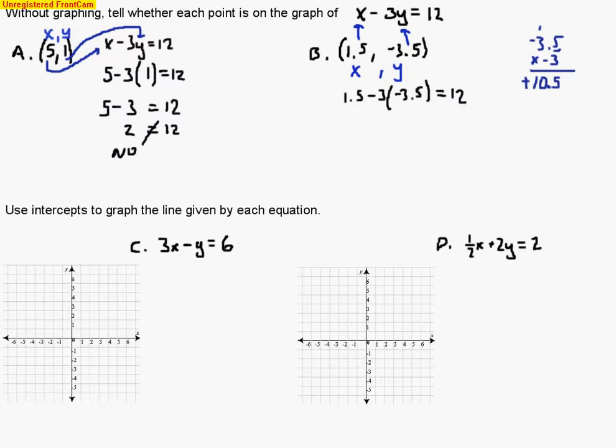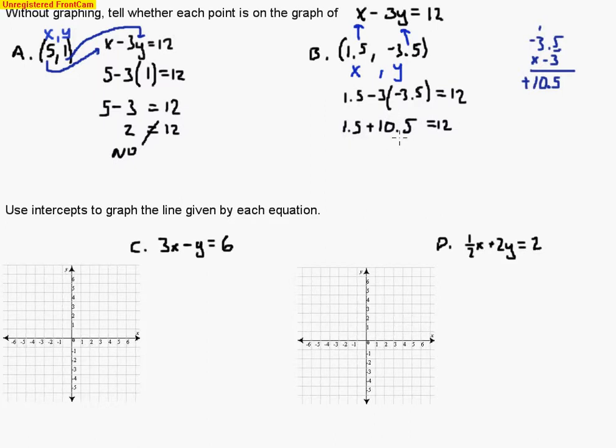So now we've figured out what that number is. We can go ahead and rewrite our 1 5/10. Now it's going to be a plus 10 5/10. And this should all equal 12. If it does, we'll say yes, that point's on the line. If it doesn't, we'll say no.